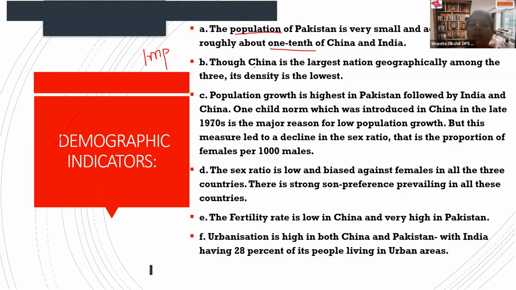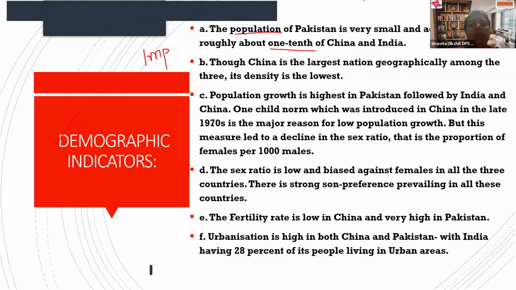Secondly, China being the largest nation geographically, India the second largest, and Pakistan the lowest, the density of population is highest in India. I repeat, the density of population is highest in India, whereas it is second highest in China and the least in Pakistan. Then comes the growth rate of population.